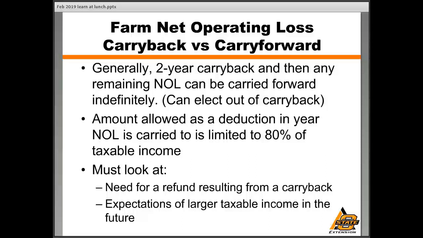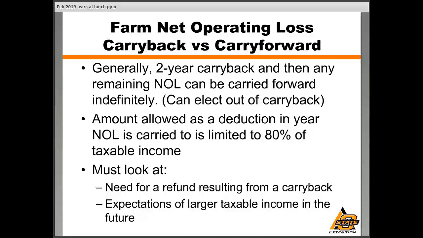The amount allowed as a deduction in the year that it is carried to is limited to 80% of taxable income. So if you had $100,000 of taxable income and you had a $120,000 net operating loss that occurred this year, you carry it back to that year where we had the 100,000. We're only allowed to use 80% of our taxable income in that year. So like I said, if it's 100,000, you're only allowed to use 80,000 to offset that 120,000 net operating loss.